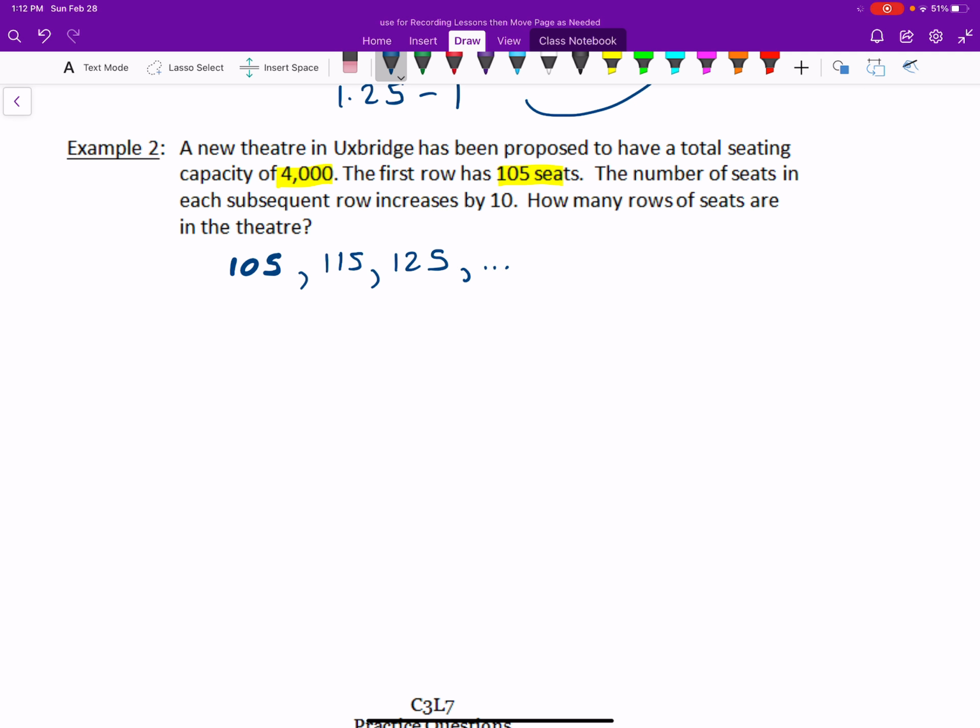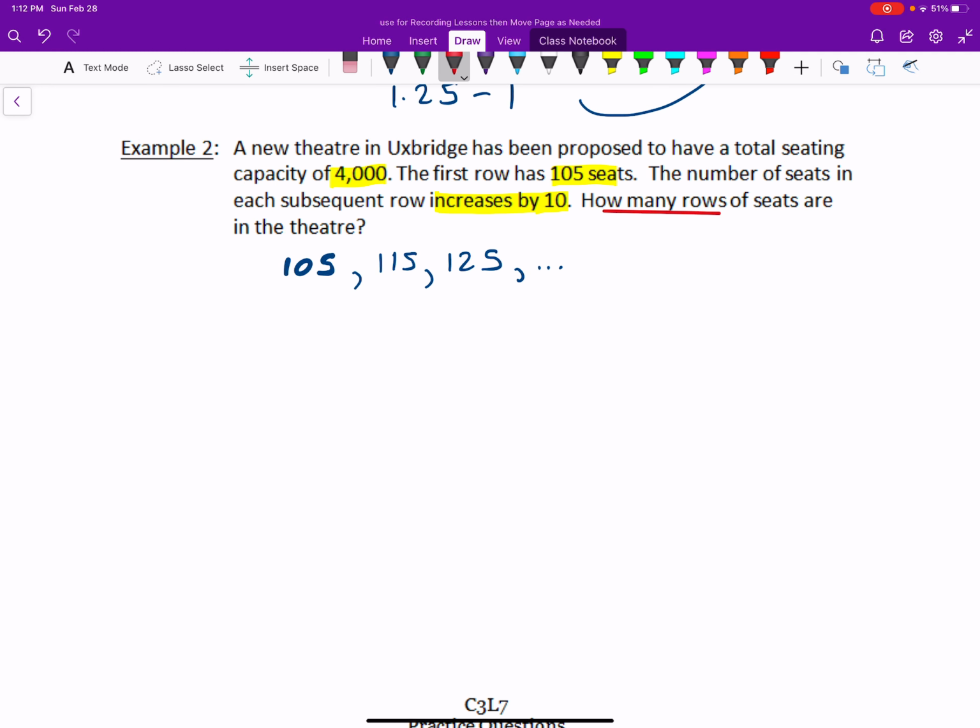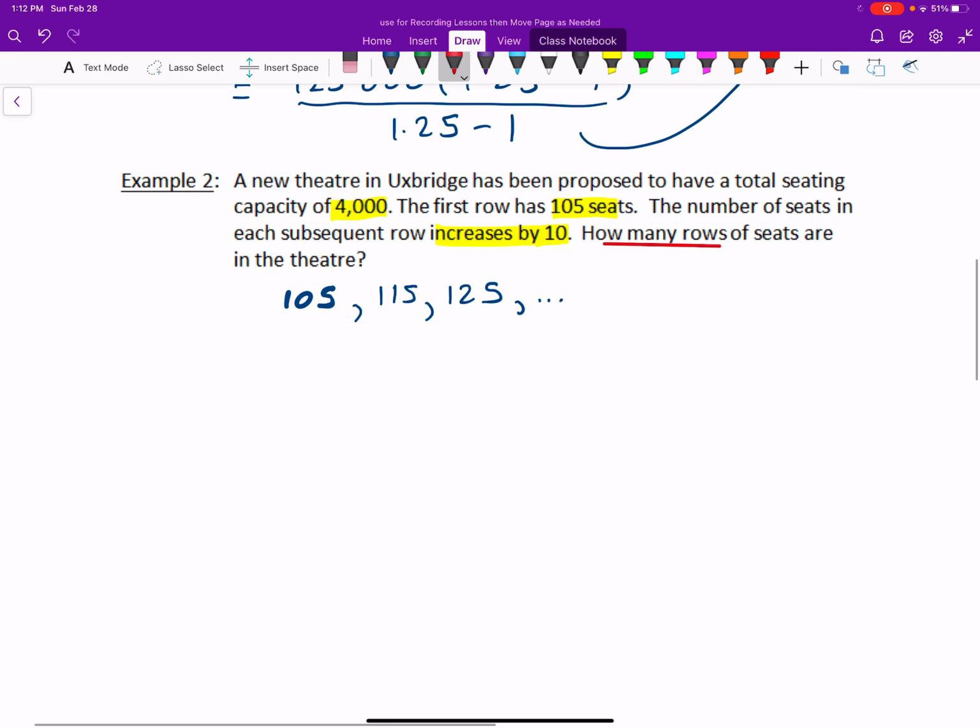How many rows are there? So the question is asking us how many rows are in the theater. So what we're trying to do is find out what n is. So again, we have to ask ourselves, is this arithmetic or geometric? Is it sequence or series? Well, we're going up by the same amount each time. 10 seats each time. It's not a multiple, it's an addition. Addition and subtraction means that we've got something arithmetic.